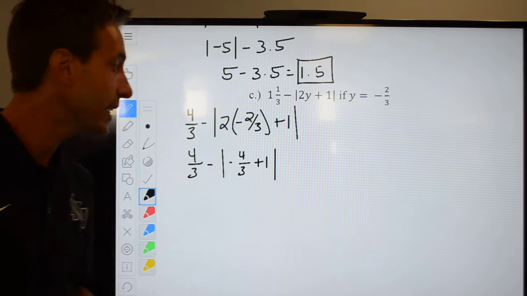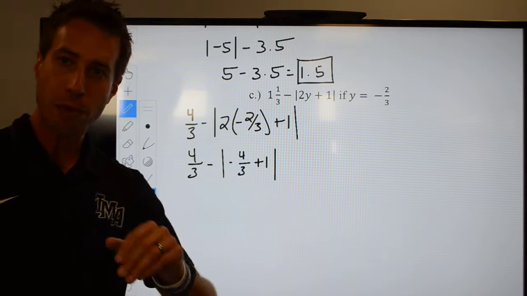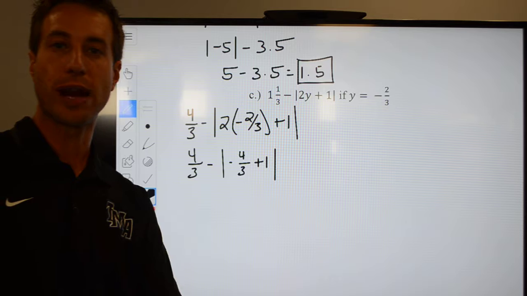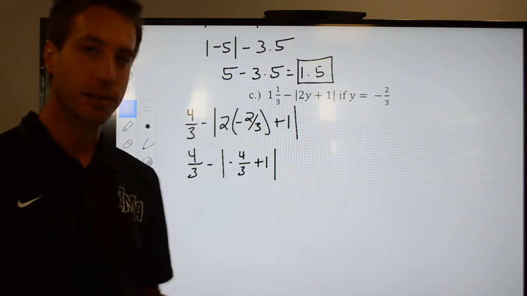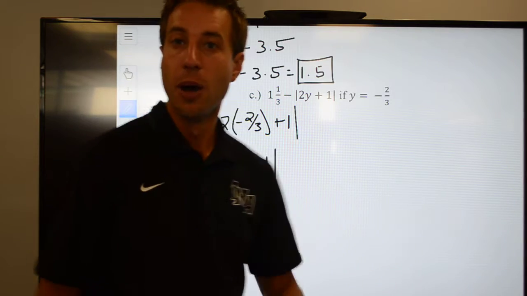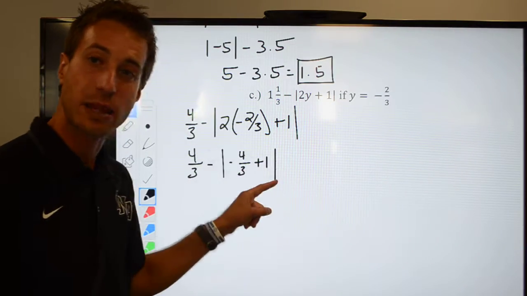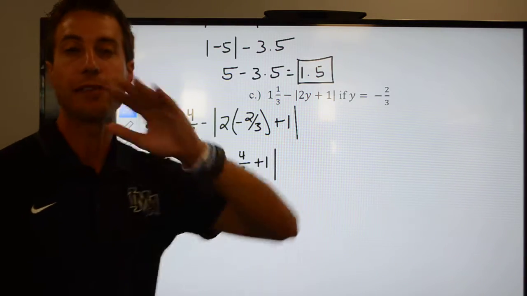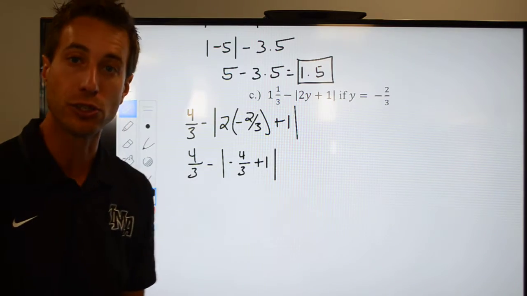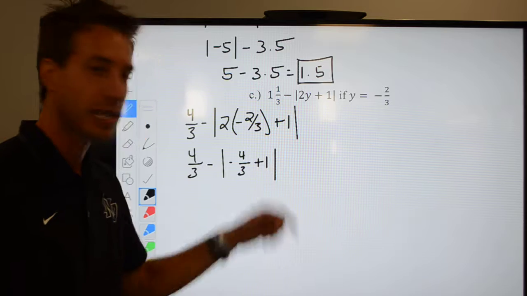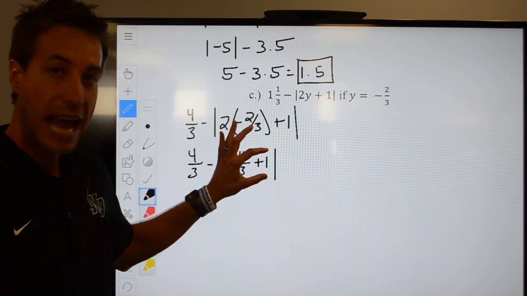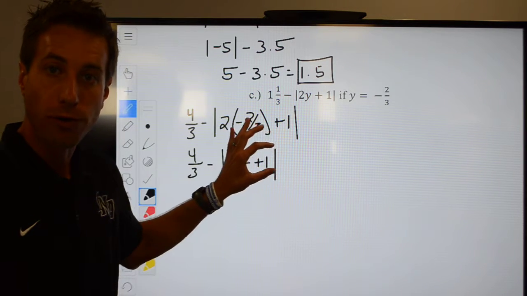Okay. Well, now I need to take care of this addition, but when you add or subtract fractions, you must have a common denominator. In this case, my common denominator is going to be a 3. But I can't just put a 3 in the bottom over here. Whatever you do to the bottom, you also have to do to the top. Well, this is easy because it's a 1. 1 times 3 is 3. I'll simply be adding 3 over 3.